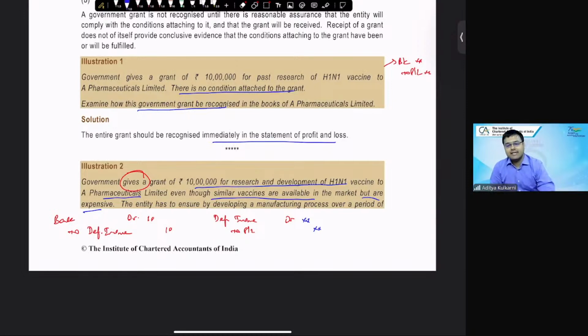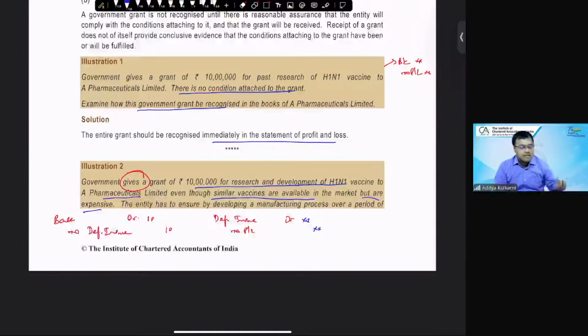How will I credit it? On a systematic basis, because they are not given the basis, they are not given the expenditure that they are going to probably incur over the next 2 years. So when nothing is given, we will also have to give an answer in that fashion only.